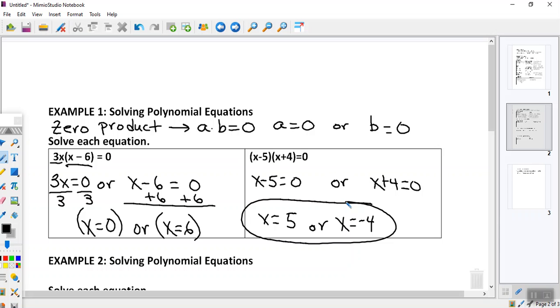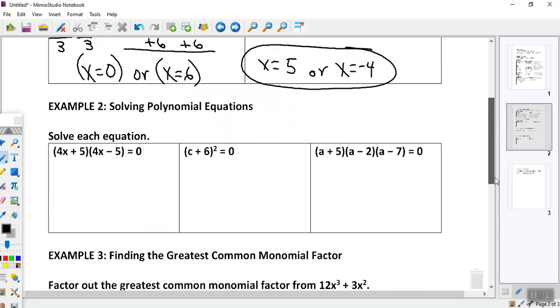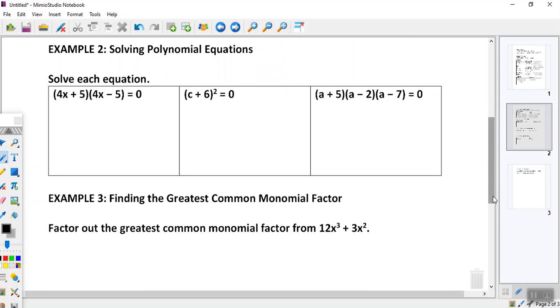All right. Let's try another. Ooh. Okay, no problem. Guys, it says 4x plus 5 times 4x minus 5 is equal to 0. Well, that's the same as saying, well, 4x plus 5 could equal 0. Or what else could happen? 4x minus 5. Yep.